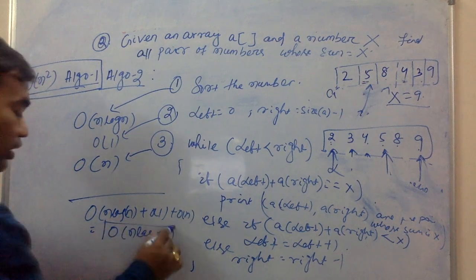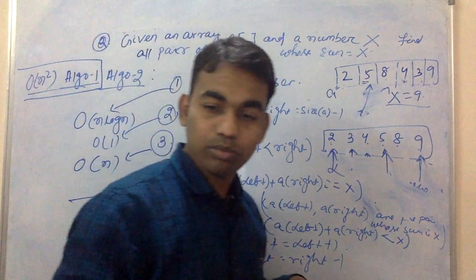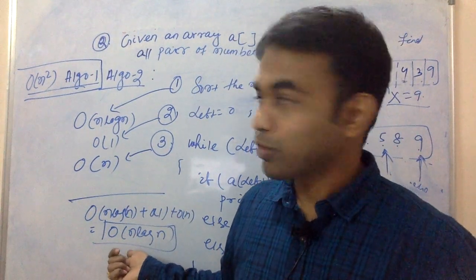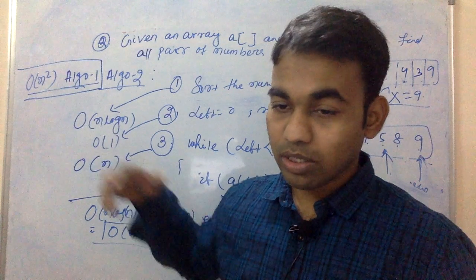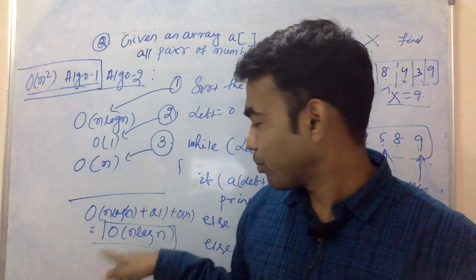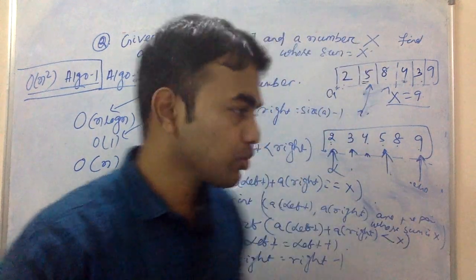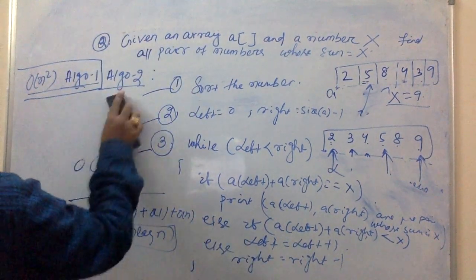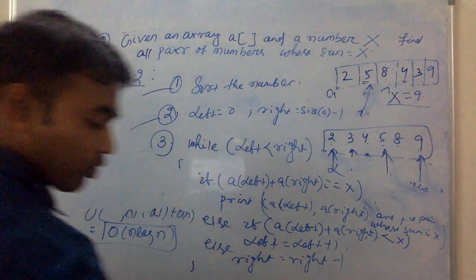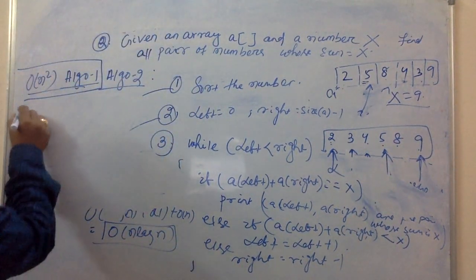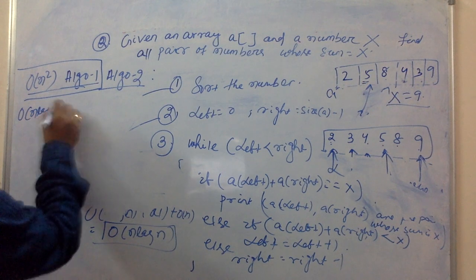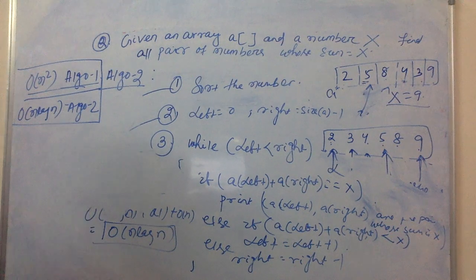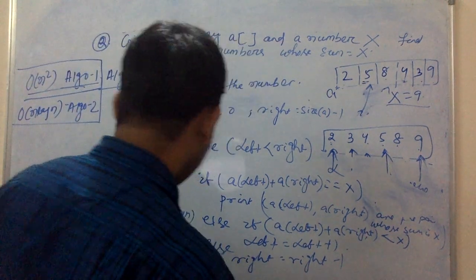So algorithm 2, whatever we have designed now, is giving a better time complexity. It was taking order of n square, and order of n square is a little bit worse compared to order of n log n. So we were able to write a second algorithm, algorithm 2, which is taking big O of n log n. So now we have written 2 algorithms.